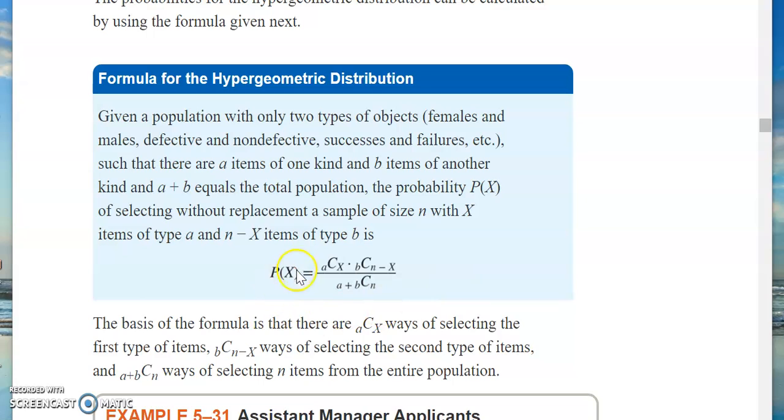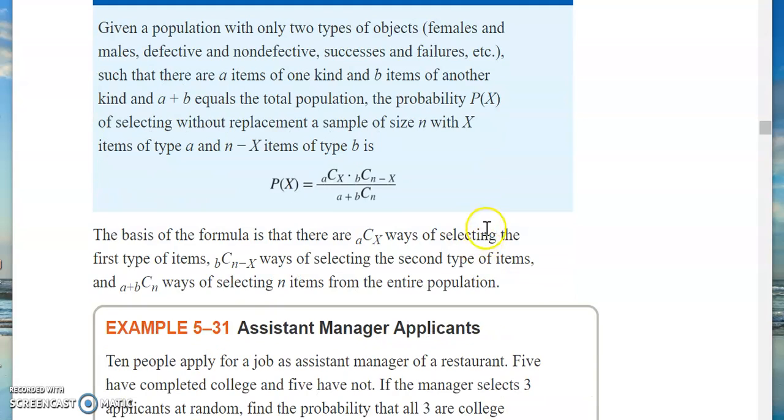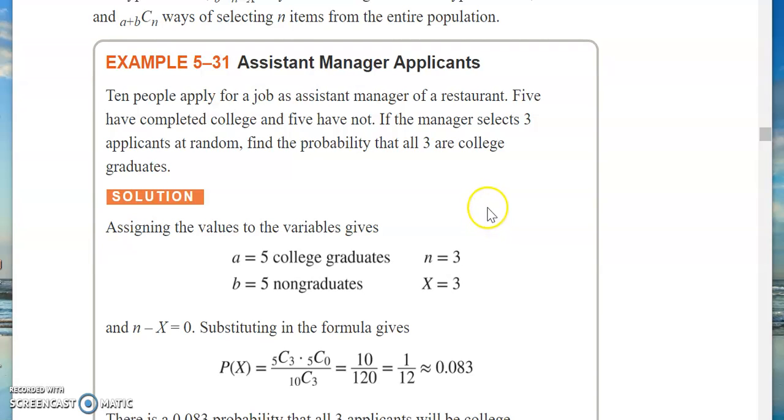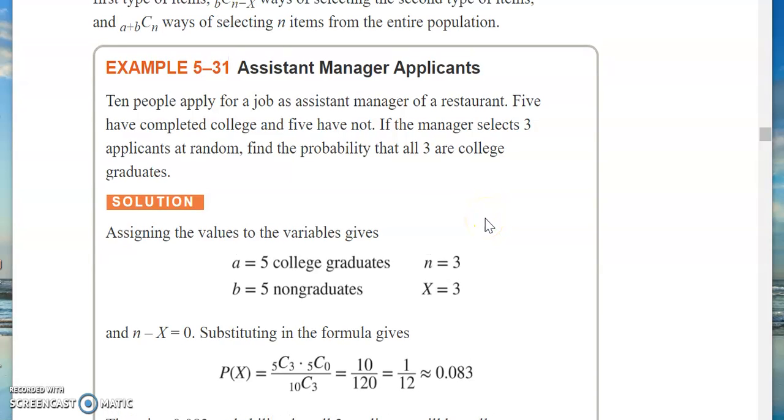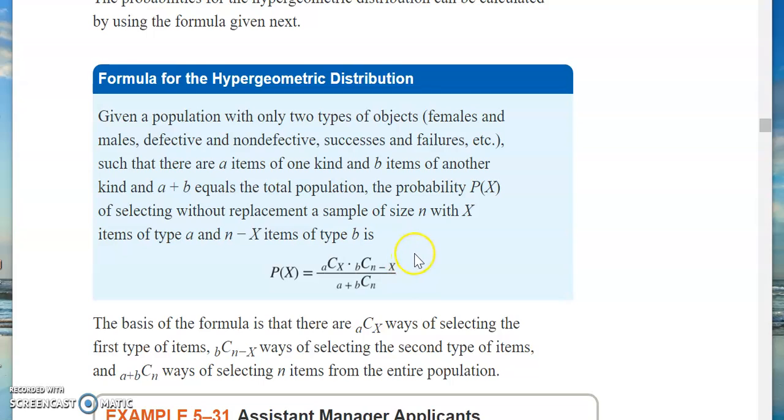So first of all, let's make sure we know what the left-hand side is. This is the left-hand side of the equation. This is the right-hand side of the equation. X is the number you're counting. X is the number of successes. How many successes do you have? Do you have 3 successes? Do you have 4 successes? Okay, so X is the number of successes.